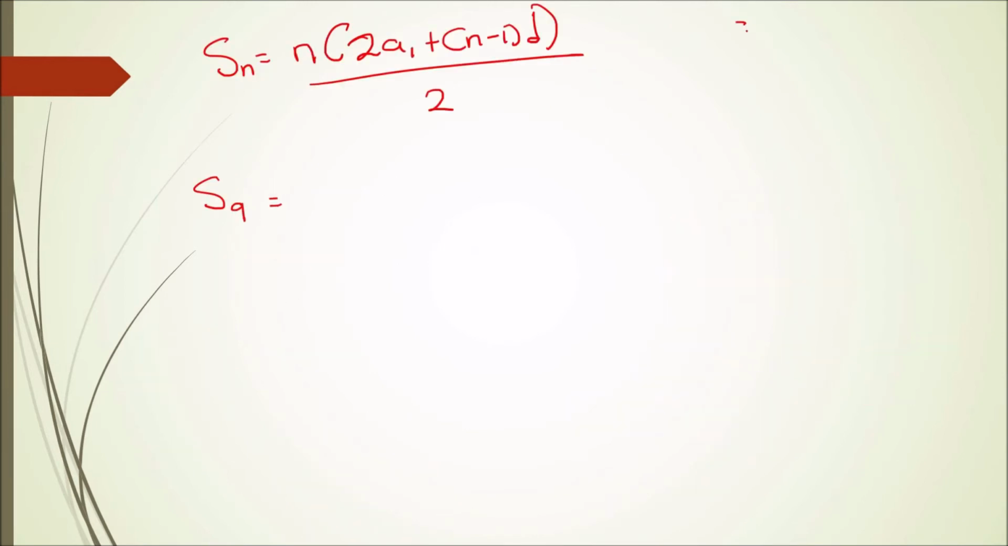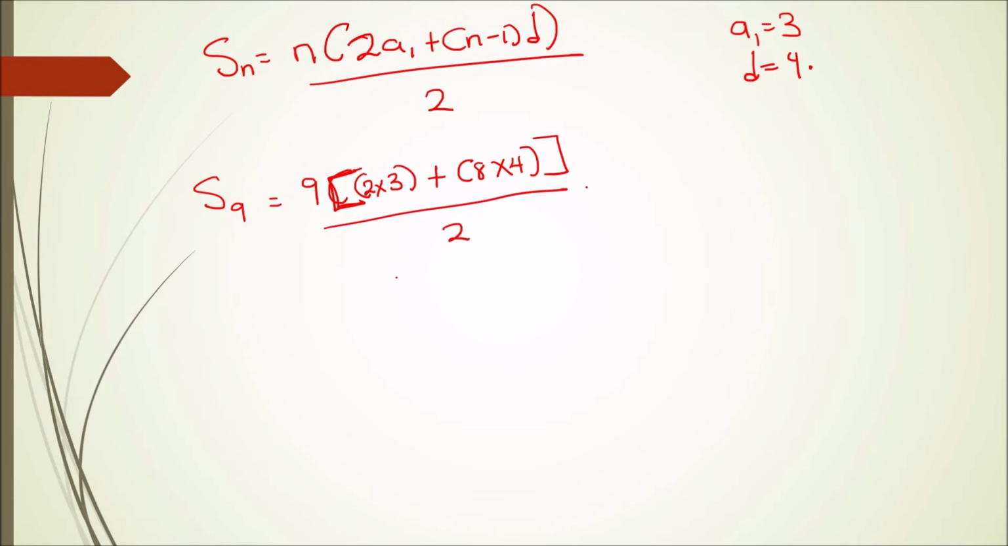Remember, our A1 is 3, our D is 4. So we have 9. Let me use a square bracket. 2 times, what's A1? A1 is 3. Plus N, that's 9 minus 1, 8. Our D is 4. Everything over 2.